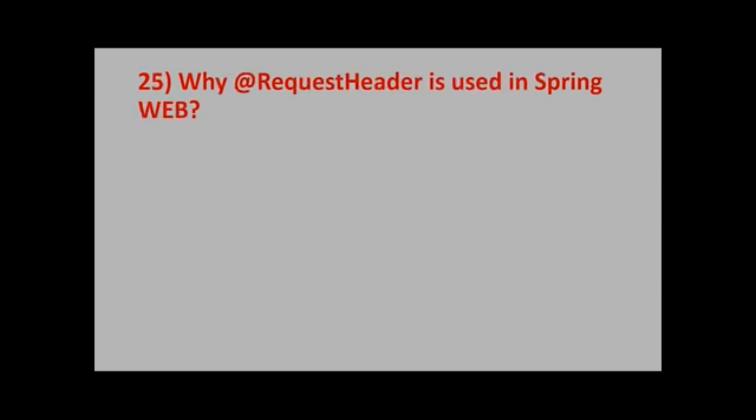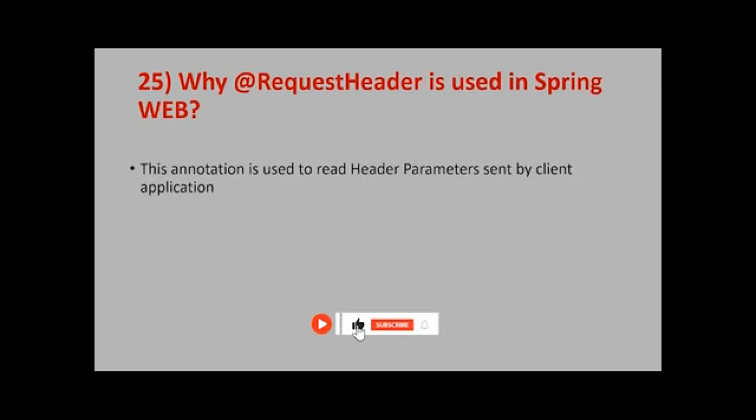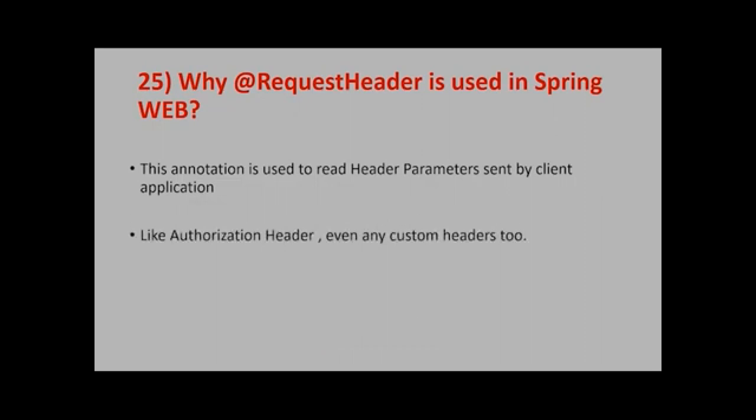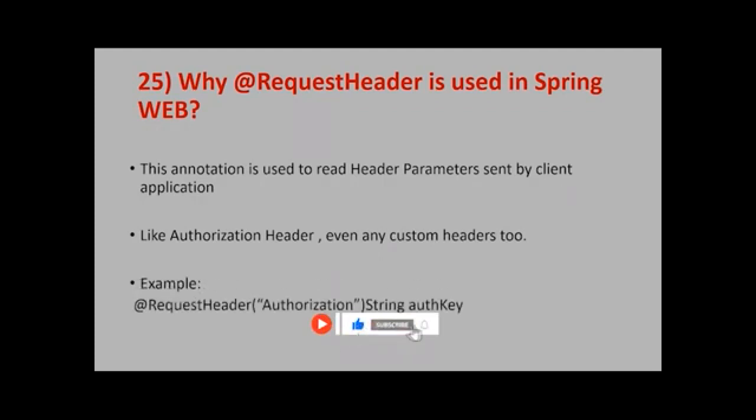Question number 25. Why is @RequestHeader used in Spring Web? If a request is made, it contains a header and body section. The header contains header parameters in the form of key and value, which are sent by the client. I want to read only header parameters like the authorization header, content type header, request format header, even some custom headers. I can pass my own keys and values. Then we can use the @RequestHeader annotation. Example, you can see @RequestHeader, mention the key name, data type, and local variable.